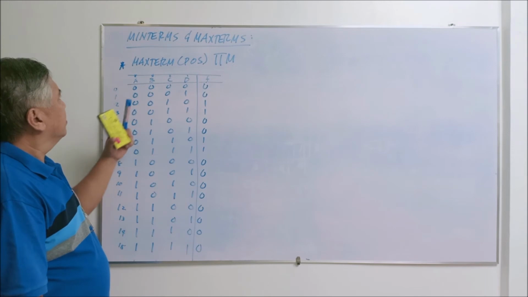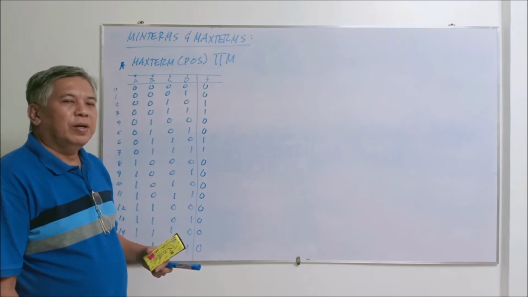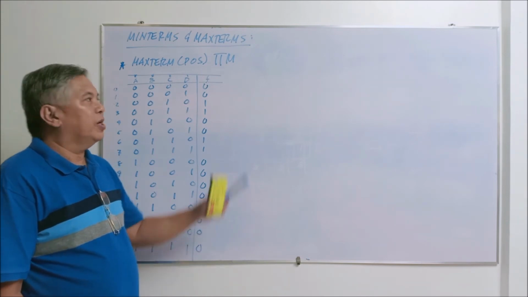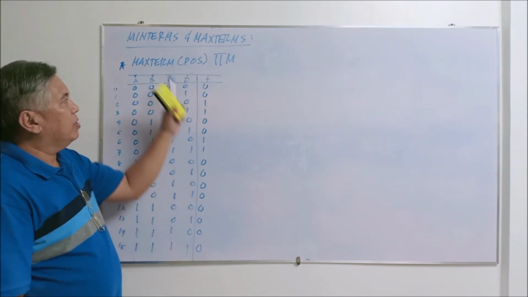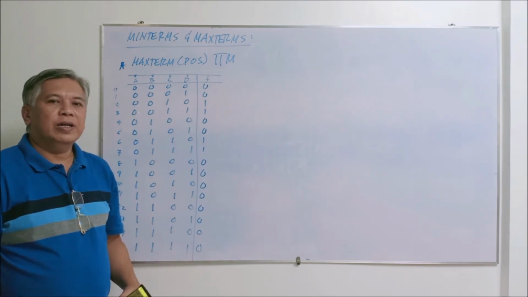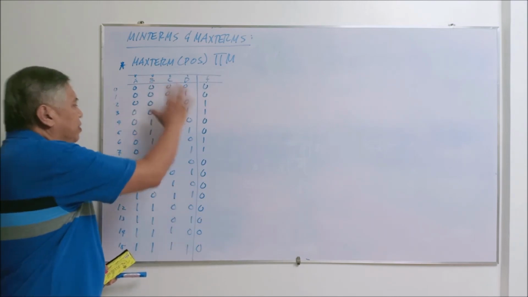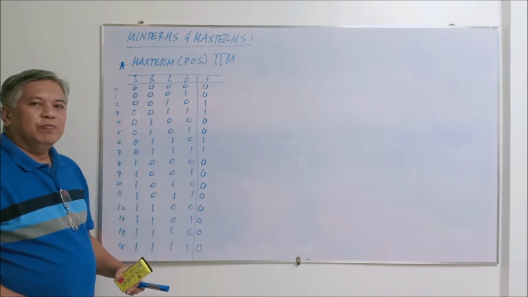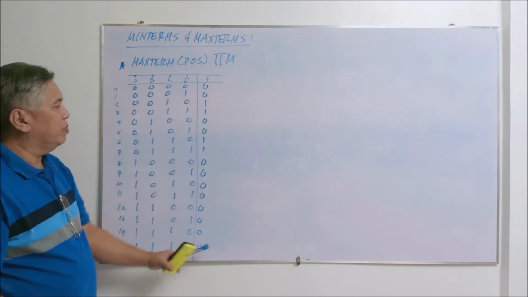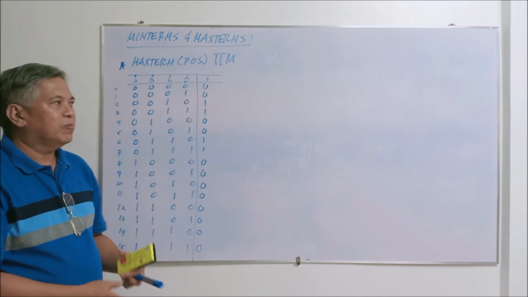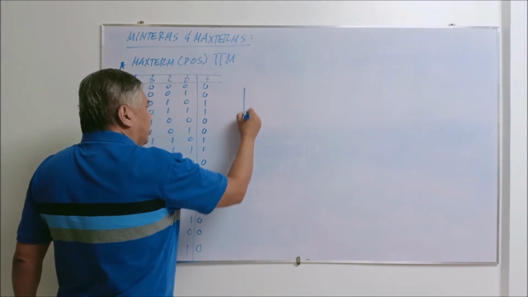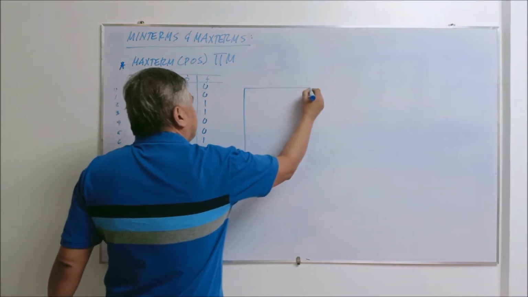Okay, so Maxterm. Maxterm, actually it is just product of sum expression. The Maxterm is represented by the symbol pi capital M. Again, we have here a truth table based on a particular problem. Okay, so the output is based on the condition of your problem. So, we have to make again a map.